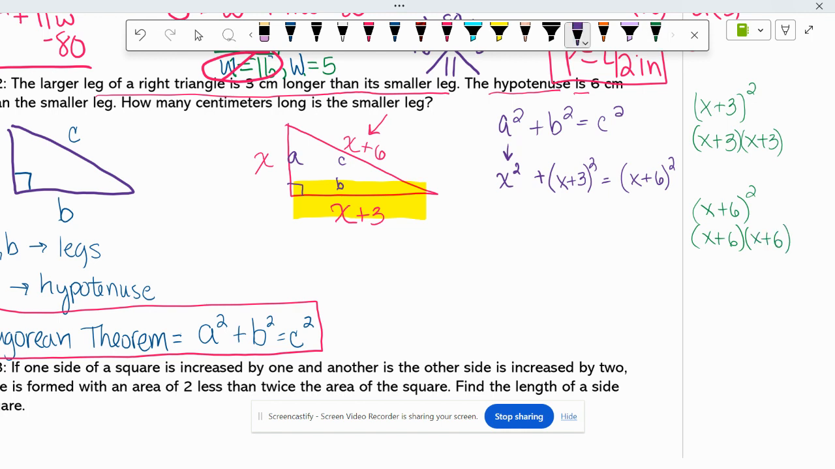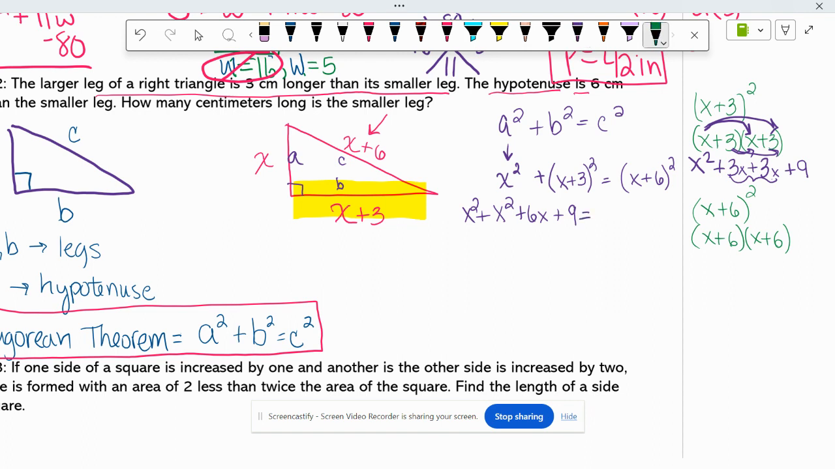So let's simplify. If I have X plus 3 times X plus 3, I need to distribute. X times X is X squared. X times 3 is 3X. 3 times X is 3X, and 3 times 3 is 9. So this becomes X squared, and I'm going to simplify, 3X plus 3X is plus 6X, plus 9. So we've taken care of the left side.